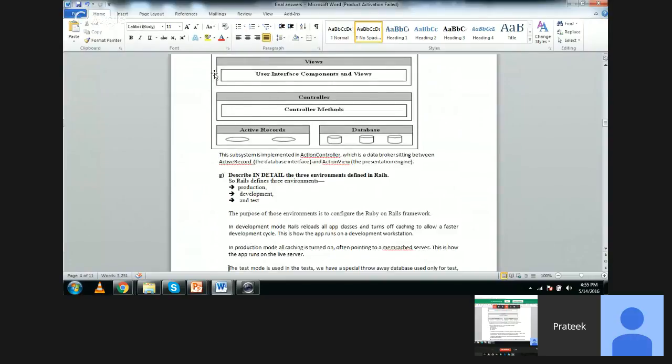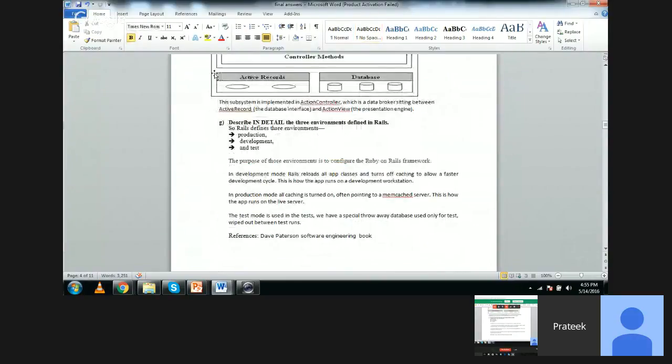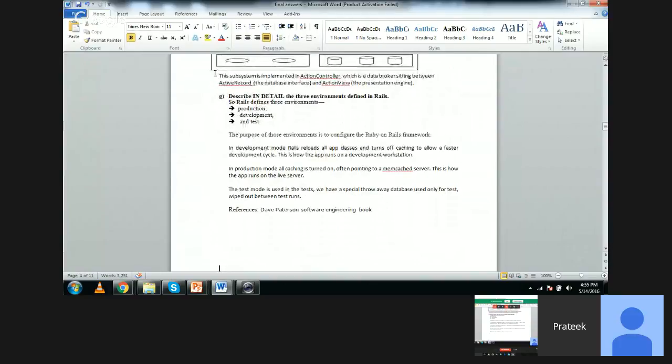So the last part is describe in detail the three environments defined in Rails. I guess it's a pretty short answer for describe in detail. Yes. Actually, I didn't find much about it. You need to add this. You can just write the review points here. I will just say in a nutshell, for this, I guess you need a little grammatical correction and a little elaboration in some answers.